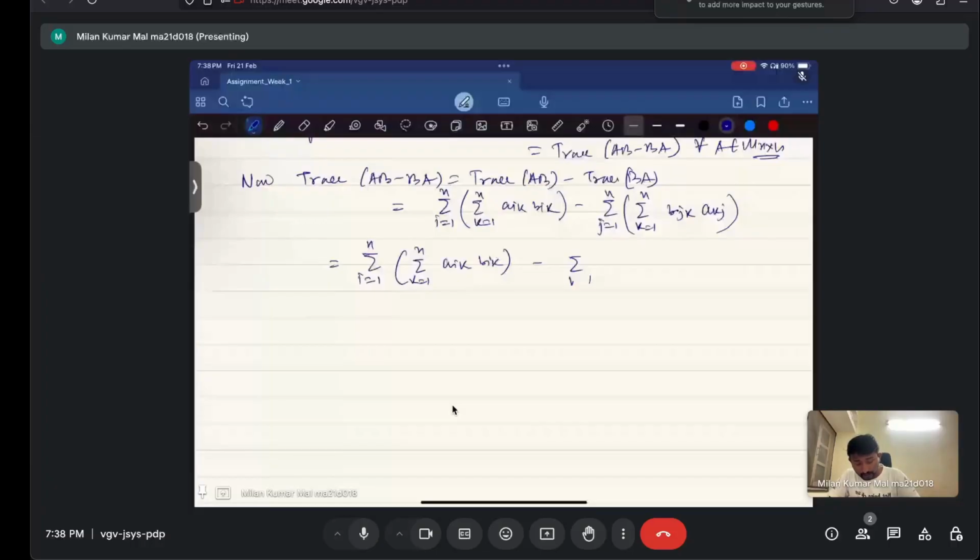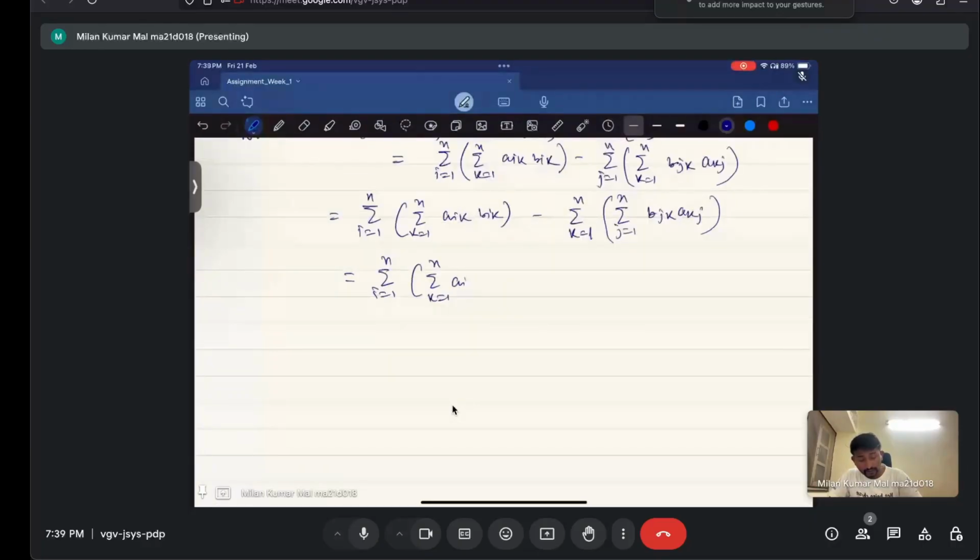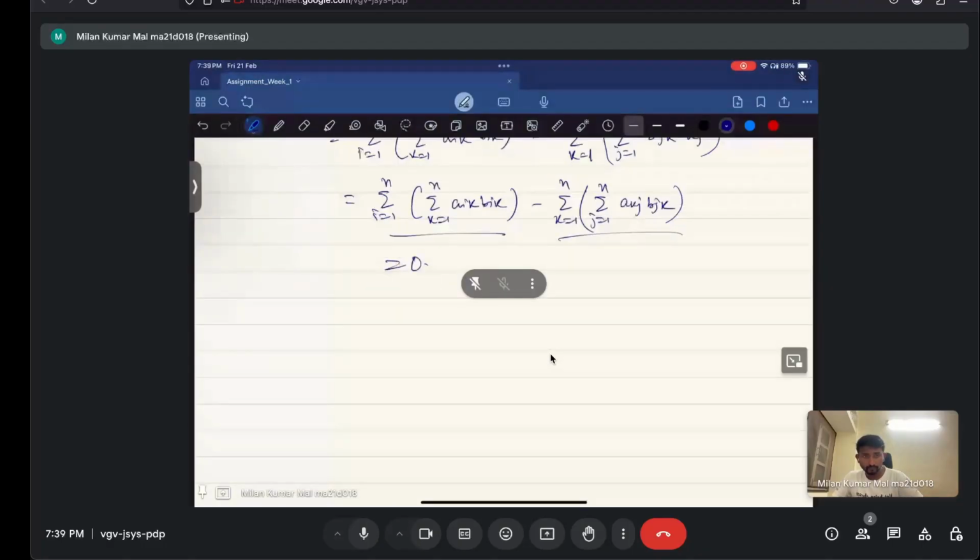One can write it this way. Now this can be written as the sum over i equals 1 to n of the summation over k equals 1 to n of a_ik b_ik minus the summation over k equals 1 to n, which can be written as j equals 1 to n, of a_kj b_jk. Now these two sums are the same, so this is 0. So therefore the only correct option is this one, and all other options are automatically wrong.